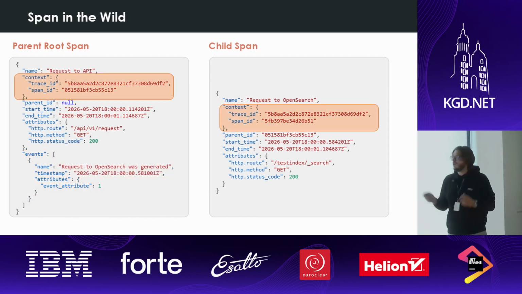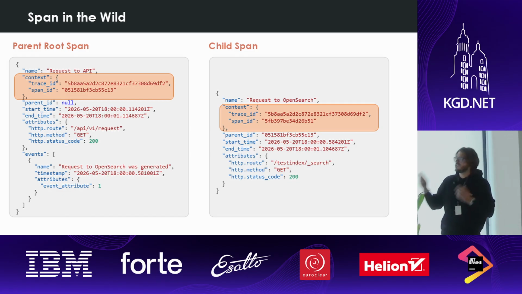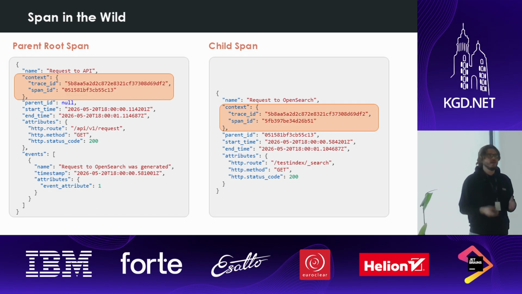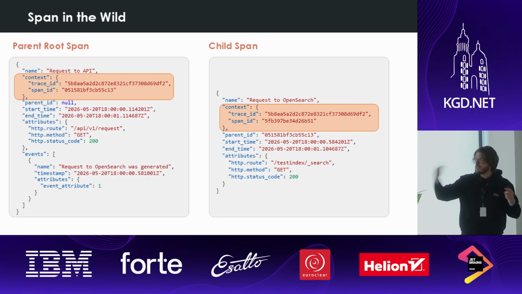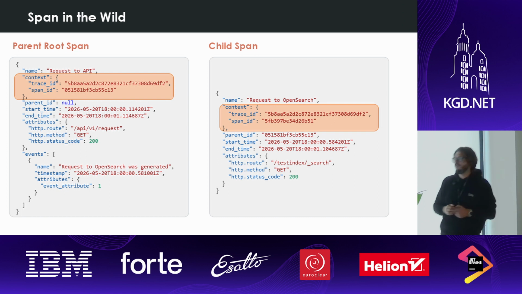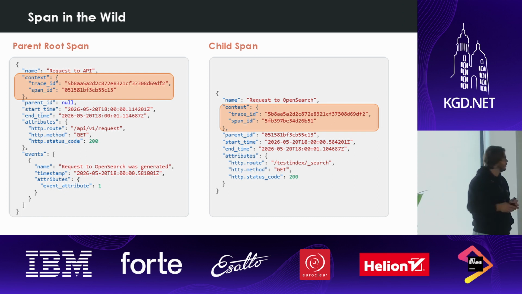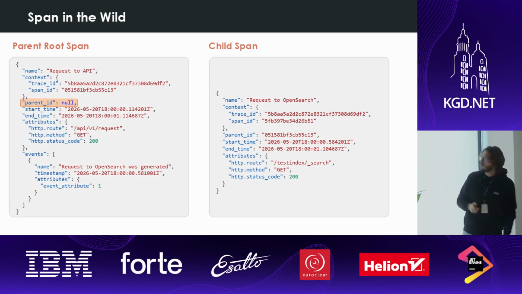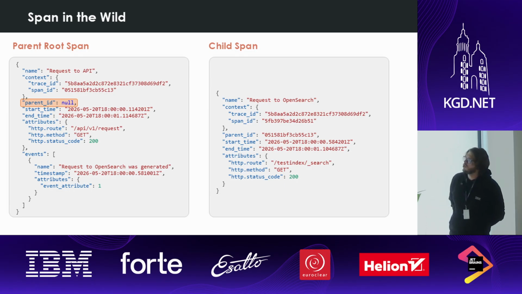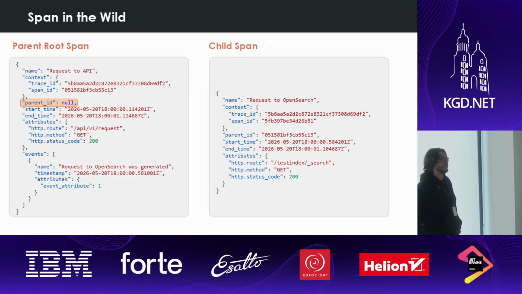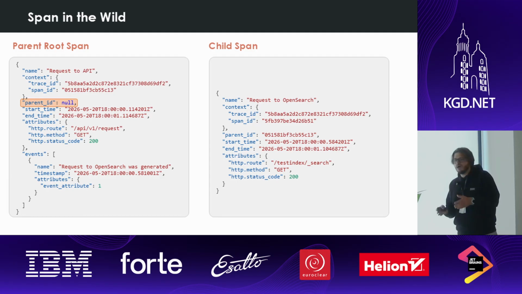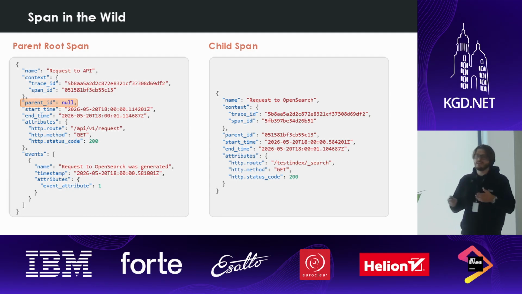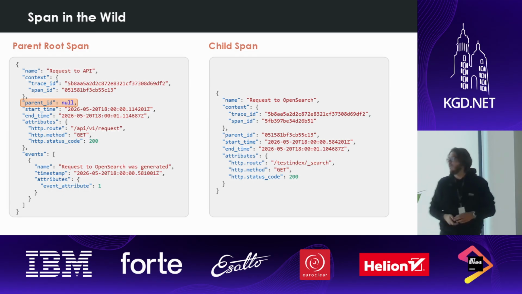Also, each span has a context which contains a trace ID and a span ID. Trace ID is unique across the whole request, but span ID is unique for this particular action, as we said already. And we also have a parent ID in our JSON, and this parent ID allows us to make this inheritance. With this parent ID, we can say that this particular span was created within this other span.